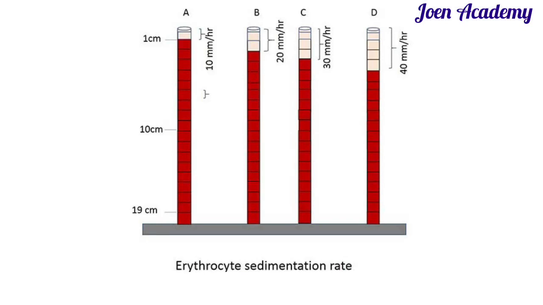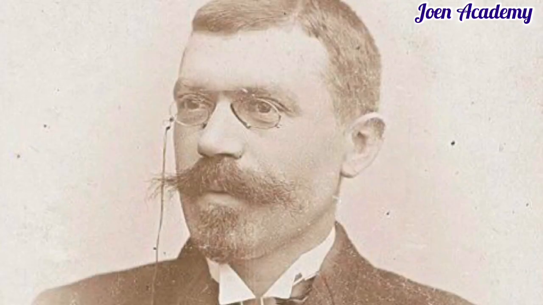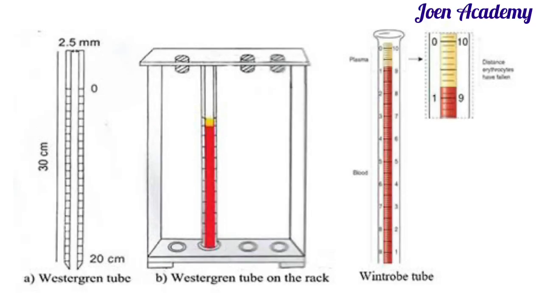Erythrocyte sedimentation rate is also known as sedimentation rate or SED rate, or you can call it Bernacchi reaction. Erythrocyte sedimentation rate was first demonstrated by Edmond Bernacchi in 1897. How can we determine the sedimentation rate of an individual? Well, there are two methods that can be employed in the determination of erythrocyte sedimentation rate. We have the Westergren method and the Wintrobe method. Let's talk about each of these methods one after the other.